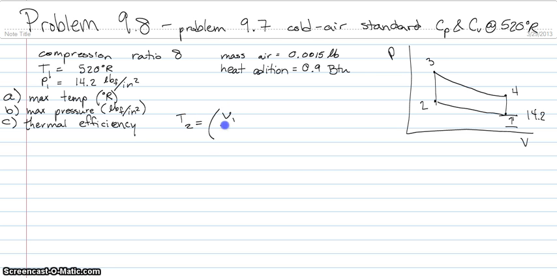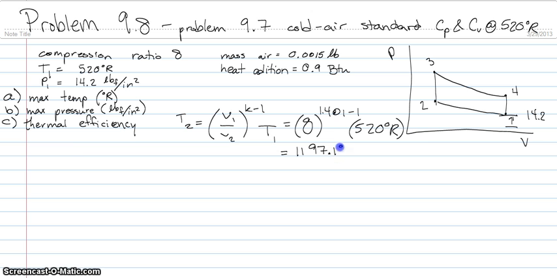So that equation is (V1 over V2) to the k minus 1 multiplied by T1. If we plug in what we know, we have the compression ratio, so we have 8 to the 1.4 minus 1 times the initial temperature, 520 degrees Rankine. If you plug all that into your calculator, it should come out equaling 1197.1 degrees Rankine.